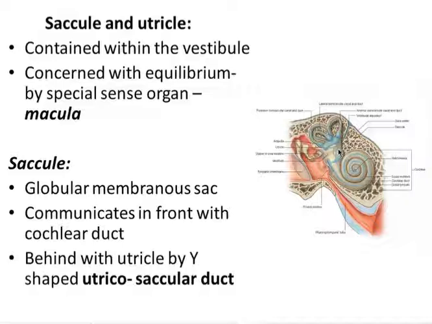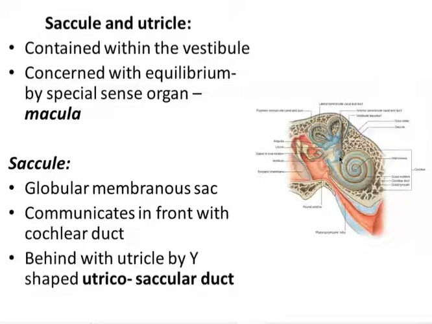Now coming to the saccule. This is the saccule, which is a globular membranous sac. It communicates in front with the cochlear duct here by the ductus reuniens, and behind it communicates with the utricle.